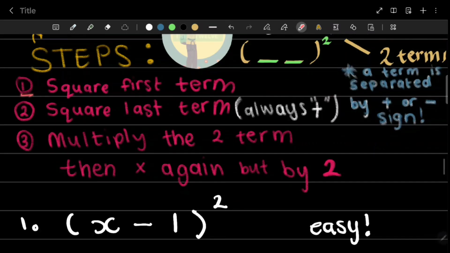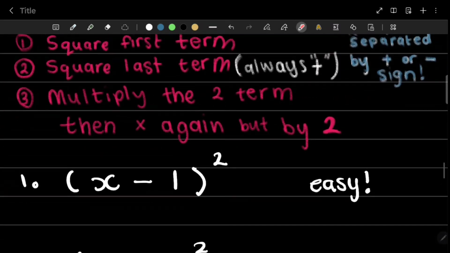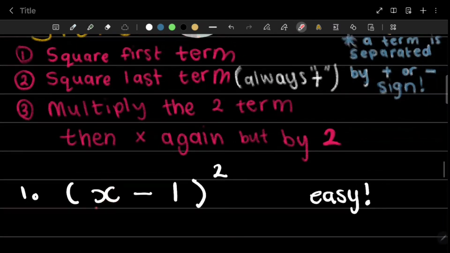So step 1 is square the first term. Right, let's look at this example. Square the first term. x will become x squared. Square the last term, which is step number 2. And remember, anything that is squared will always be positive. So even if this one is actually a negative 1, after it's squared, it becomes a positive 1.